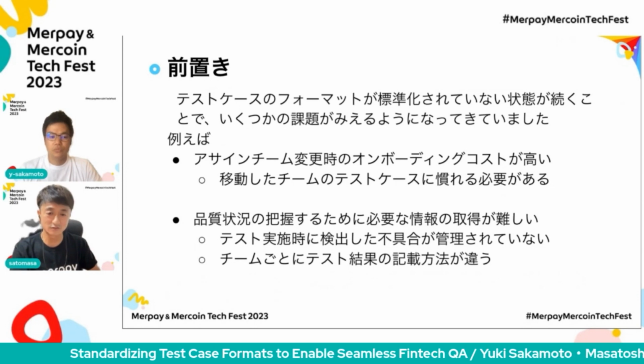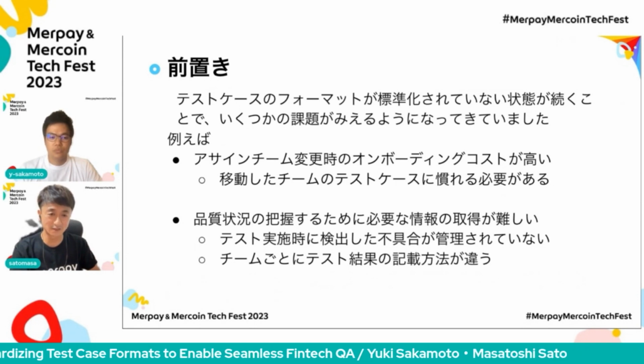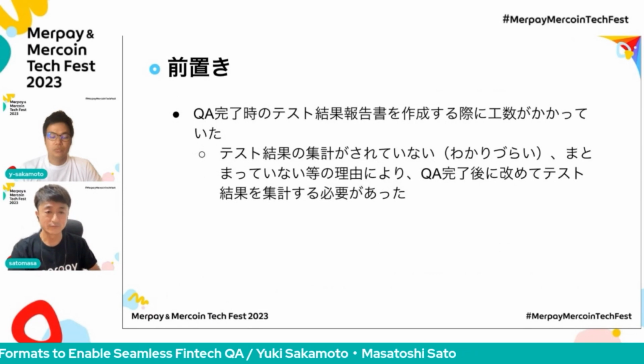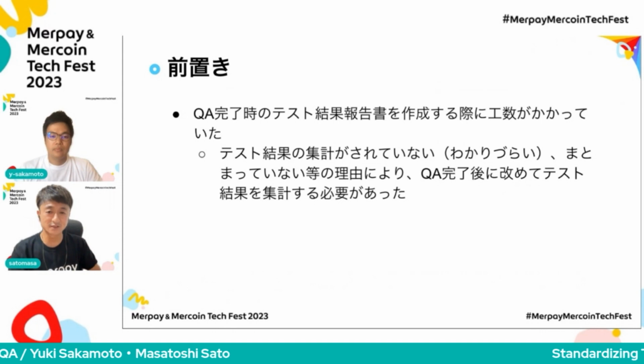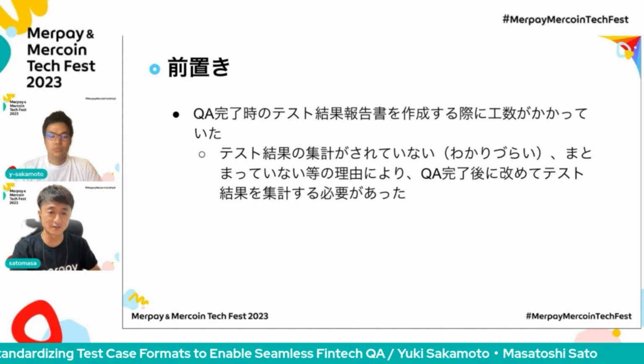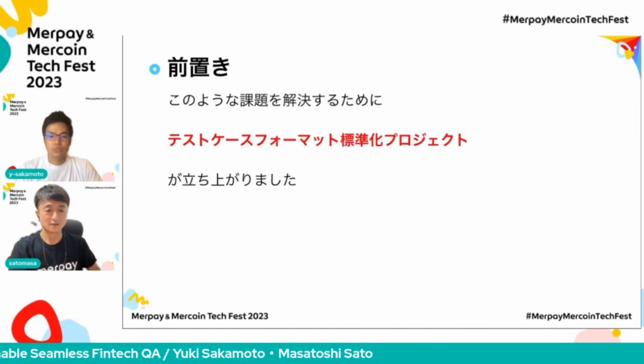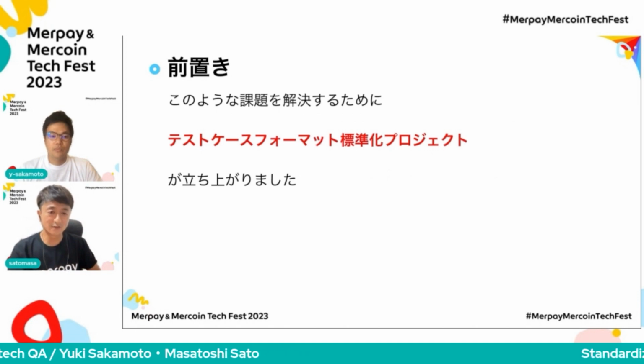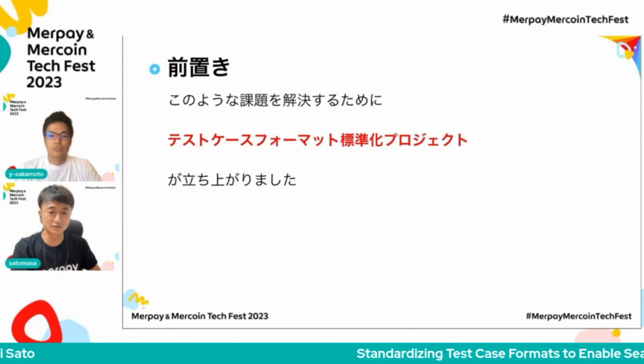So, because of these different methods employed, it was difficult to obtain the necessary information to understand the quality status. In addition, because of the man-hours required to input the results, it was left unprocessed for a long time. Therefore, it was necessary to summarize the test results again after all QA were completed. Because of the above issues, the test case format standardization project was launched.